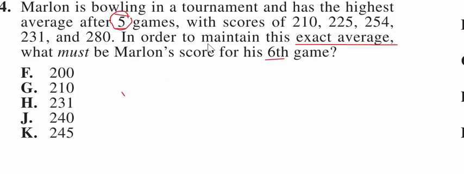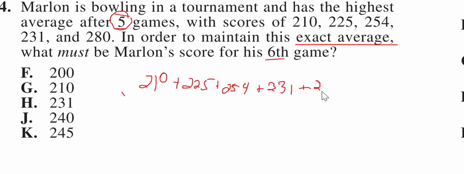games. So you're going to add up the 210 plus 225 plus 254 plus 231, sorry for my sloppy handwriting here, 280, and we're going to divide that whole thing by 5. Now this I strongly recommend you do with a calculator. There's no points if you make a mistake by doing it in your head. So calculator, adding this all up, that will give you 1200 divided by 5 gives us 240.